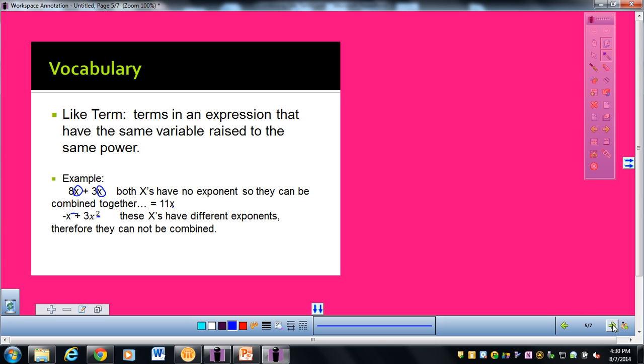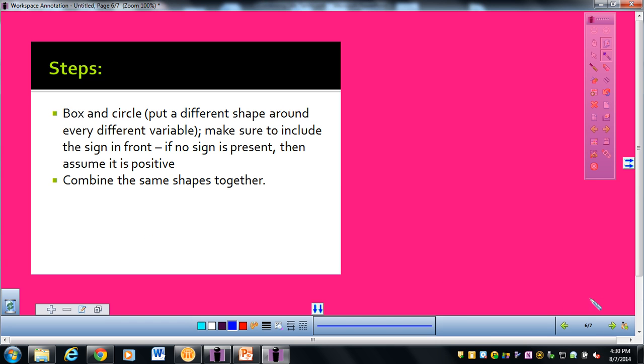So let's do an example real quick. Oh, never mind, we have steps first. The easiest way we can do combining like terms is to box and circle. I like to use circles and boxes, triangles. Usually we don't have more than 3 things in any equation in 8th grade. So these are my 3 favorites right here.